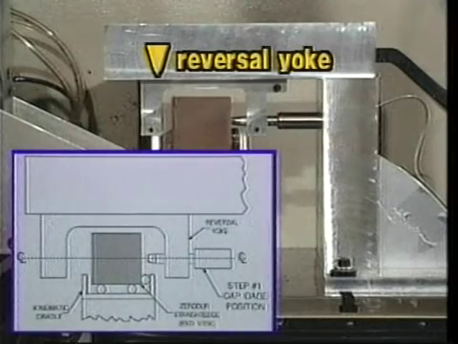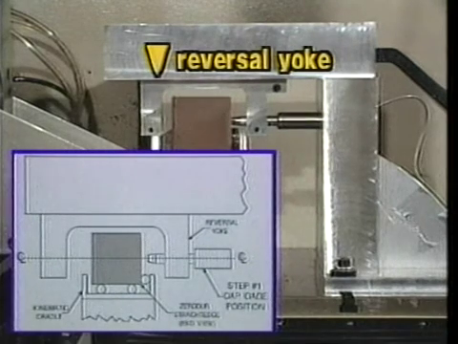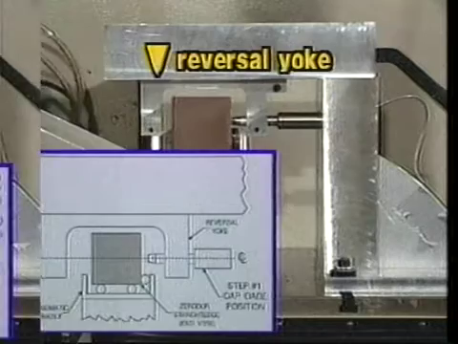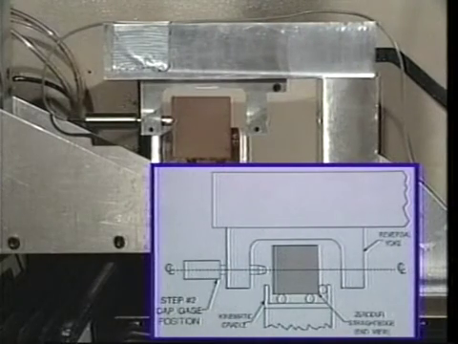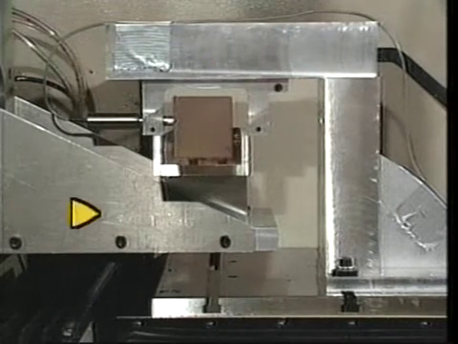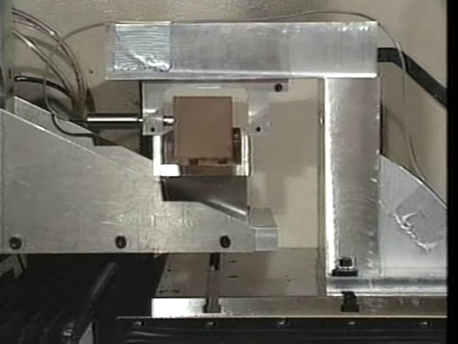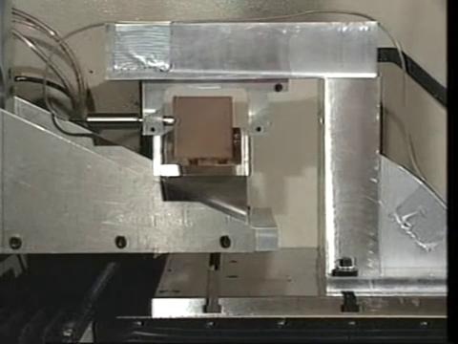The reversal yoke, which should be level as well as orthogonal to the straight edge, allows the capacitance gauge head to be consistently positioned for steps 1 and 2. Note that the mounting fixtures have been designed with large cross sections and numerous gusset plates to minimize deflections and vibration. Precision measurements demand vibration-resistant fixtures.